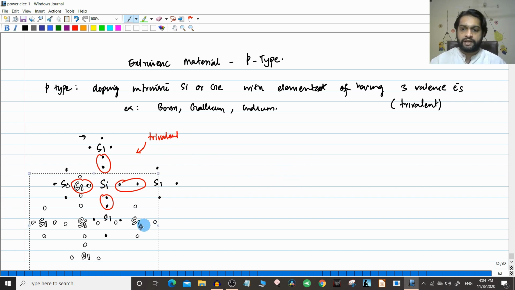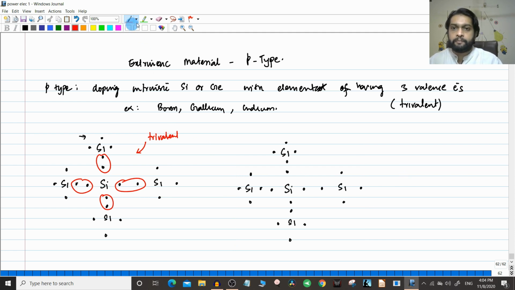Let us look at how the crystal structure will change. Here you have the silicon. Let us take this silicon atom, and it is replaced by a trivalent impurity. So this is 1, 2, 3, and the 4th electron will not be there. There are only 3 valence electrons. When a material like boron is put here, you have 1 bond here, 1 bond here and 1 bond here, but you do not have an electron to complete that bond. So we say that there is a vacancy, and this vacancy is called a hole.